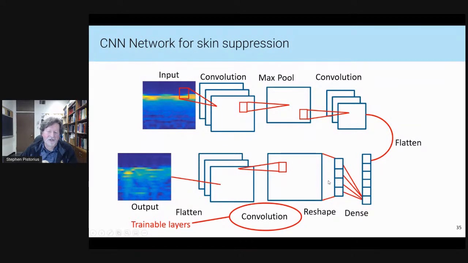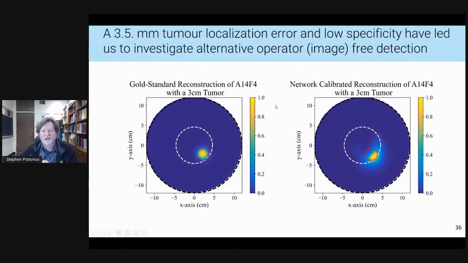And the last convolutional layer was used as the trainable layer following the transfer learning training of the earlier stages. And fortunately, while we get reasonable results, and this image shows the gold standard response for a 3 centimeter tumor in one of our phantom geometries, this network was only able to generate the tumor response with an accuracy of about 3.5 millimeters in terms of its position, and with unfortunately very low specificity.